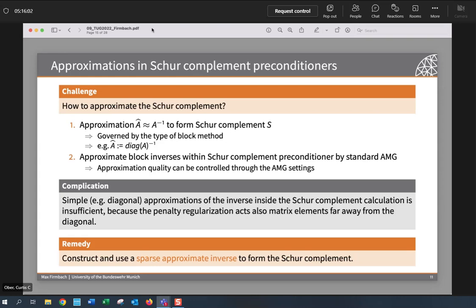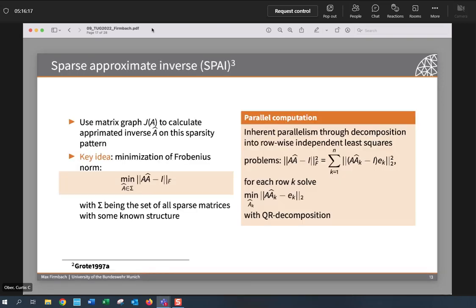So what we will use is we will construct a sparse approximate inverse of that matrix block, and then we will basically form the Schur complement explicitly. So sparse approximate inverse, what does that mean? If you go to the next slide, just a short introduction. We will use the matrix graph of our submatrix A, and on that matrix graph we will calculate an approximate inverse.